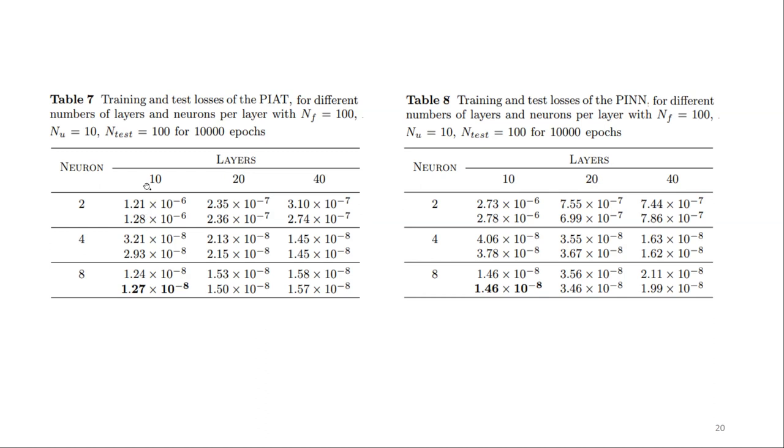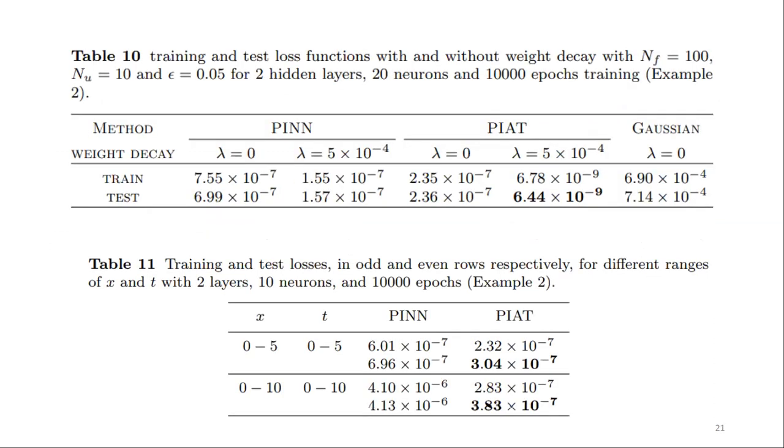Here also, by increasing the number of neurons and the number of layers, the error is decreased. And the values of errors in adversarial training are smaller than PINN in general. Okay, in this table, we have used weight decay for solving this problem, when we have two layers and 20 neurons. Here also, by using weight decay, the error is decreased for both PINN and adversarial training. And in the last column, you can see the results of using Gaussian noise for solving this problem.